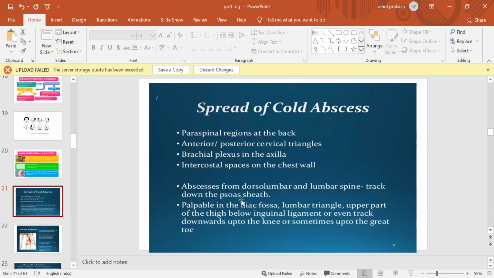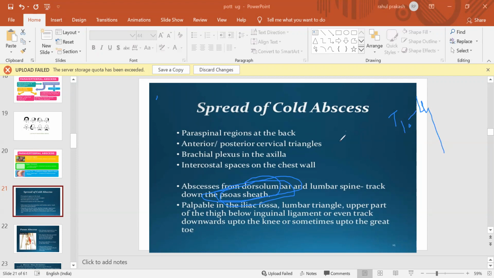And one thing you should remember: what is psoas? Psoas is a muscle which comes from the thoracic area. So this is one thing you should remember: psoas abscess. So this is psoas abscess. So psoas sheath. Psoas is a muscle which starts from, I think, T10 to L4. So this abscess can come from thoracic to lumbar.